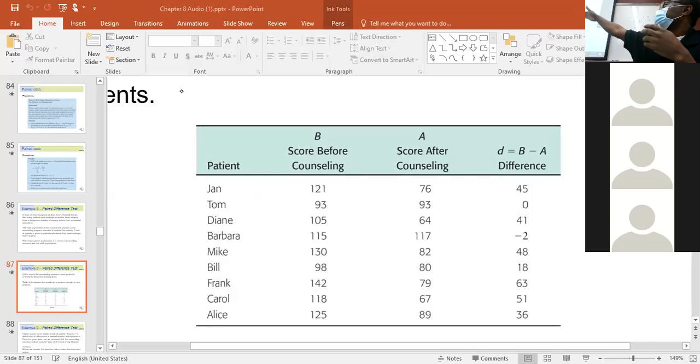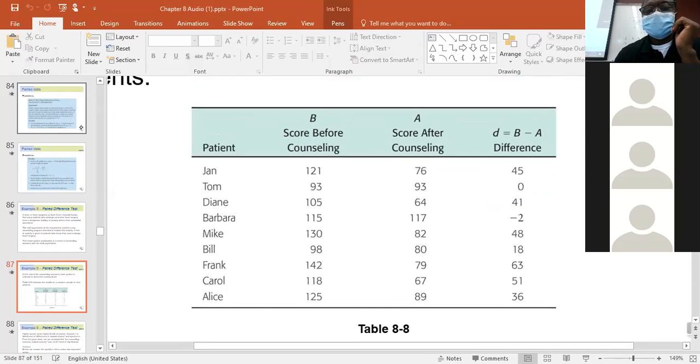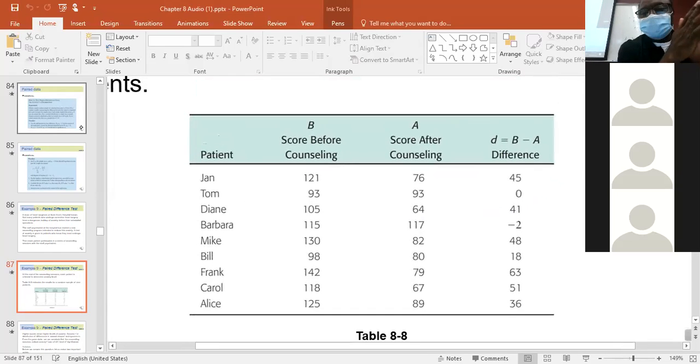So put column A, anxiety before, column B, anxiety after. Using Excel, put column A, first column, anxiety before, and column B, anxiety after.